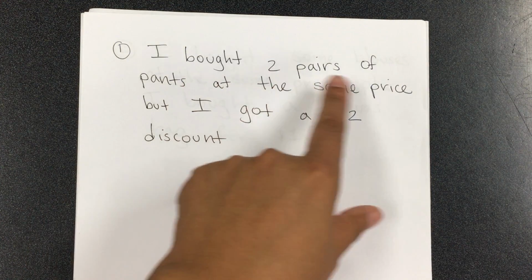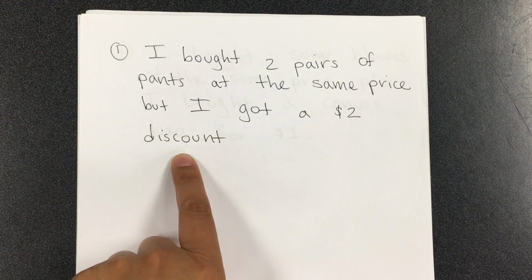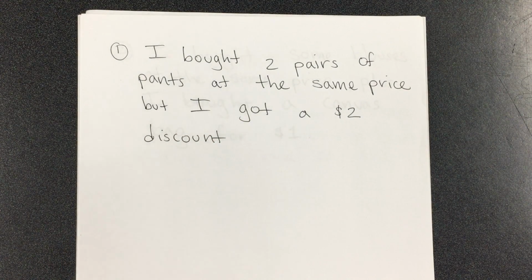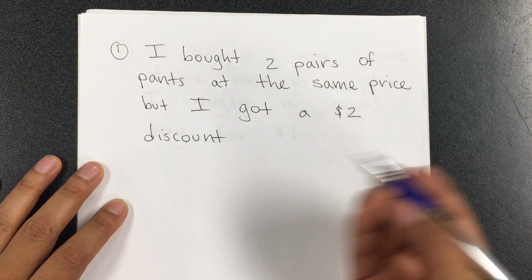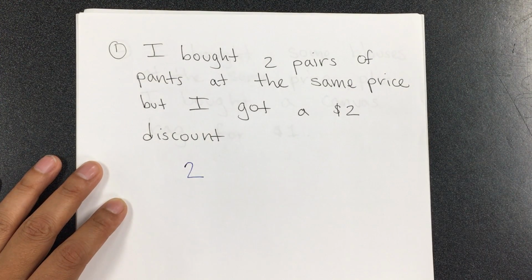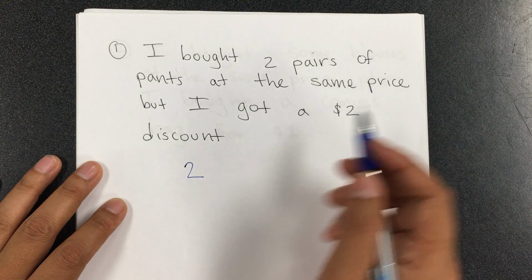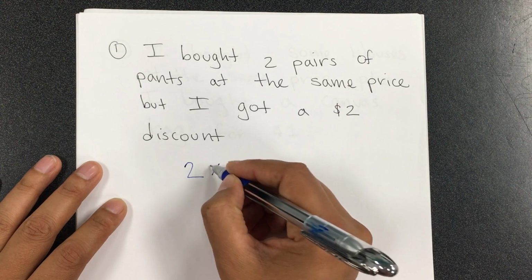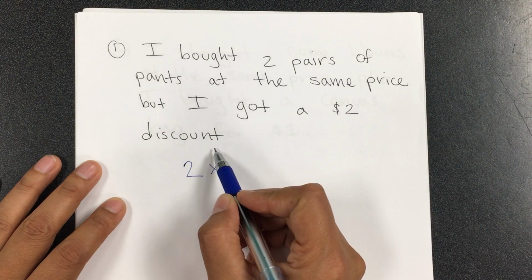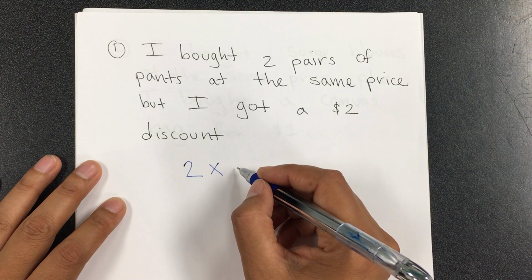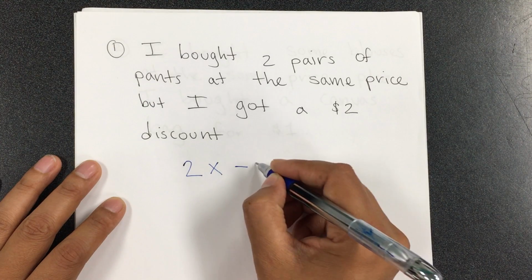It says, I bought 2 pairs of pants at the same price, but I got a $2 discount. So this expression, very simple. I bought 2 pairs of pants. Do we know how many pairs of pants? Yes, so we just put the number for that. At the same price. Do we know the price of each pants? No, so we put a variable for that. But I got a $2 discount. So that means that they subtract from the total price of the 2 pants, they subtract $2.